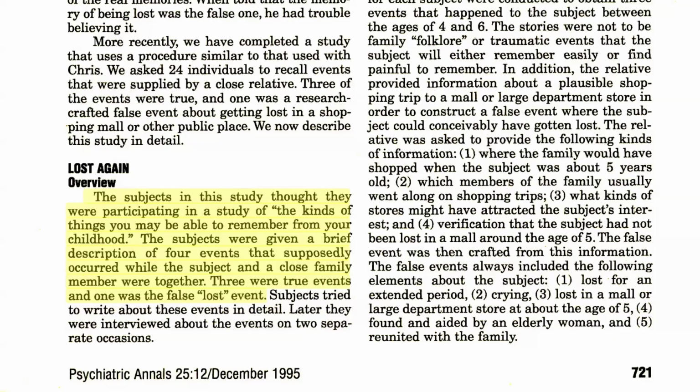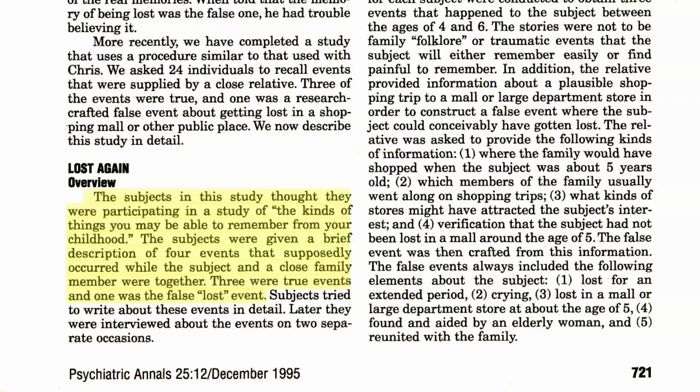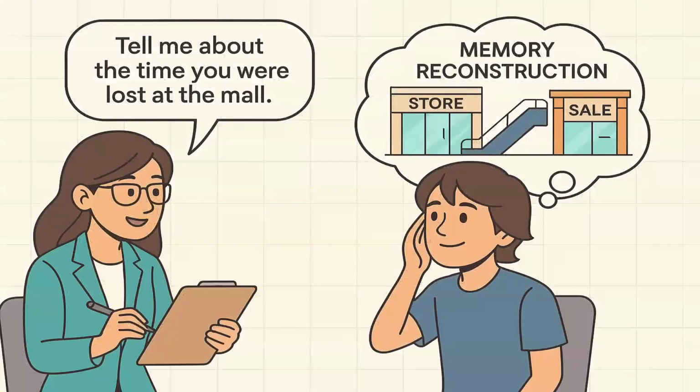So this is not the study that I described. This is a study that's kind of like the study I described, but instead of just asking, tell me about the time you were lost at the mall, they were actually given a description of a time that they were lost at the mall. They were actually reading a description of these 4 events, one of them which was the false event where they were lost at the mall. So that doesn't quite fit with the story that I told you. I was unable to find another study where Loftus actually just asked this one question in a series of interviews.